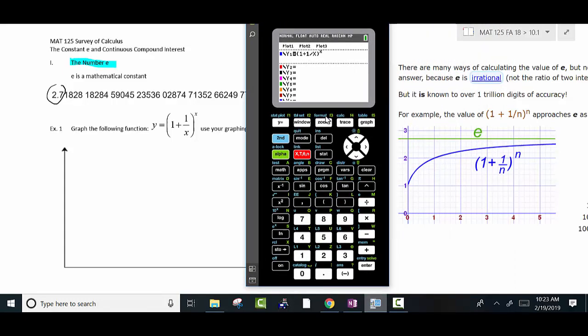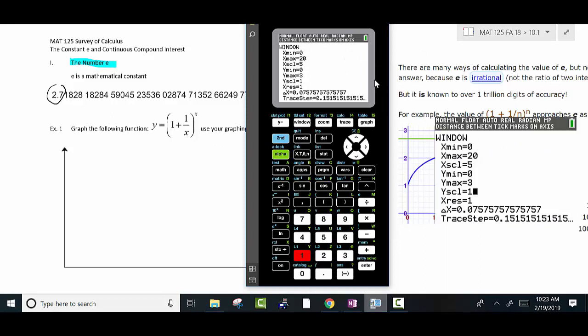Now what I want you to do is set a window. I'm going to have you do a basic window to start with: x from 0 to 20 with a scale of 5, and y from 0 to 3 with a scale of 1. I'll put that window in. Now type graph, and see if you see a curve kind of raising up and then leveling off like this. Is that what you're seeing?